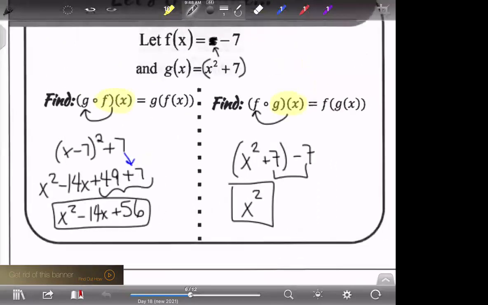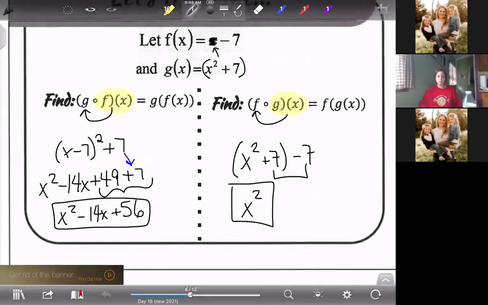So notice how we took the same two functions here at the beginning, we plugged them in different directions and we got two completely different answers. So order really matters on these. You're always taking that highlighted function and plugging it into the one on the outside. So that's why I highlighted them and I drew the arrow to the one that was on the left. We're taking the one closest to x and plugging it into the one on the outside.